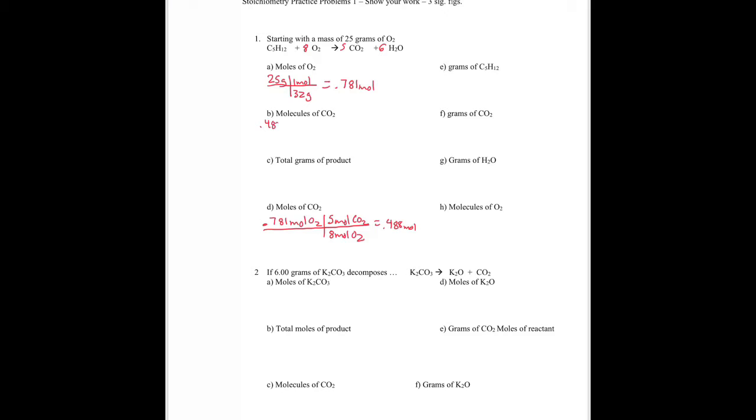Next, I'm going to do the molecules of CO2. 0.488 moles of CO2, which I have found in calculation D. 1 mole of CO2 is 6.022 times 10 to the 23rd molecules. And when I do my calculation, I get 2.90 times 10 to the 23rd molecules of carbon dioxide.